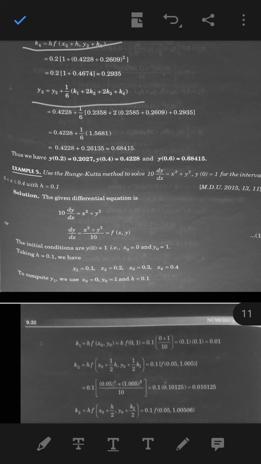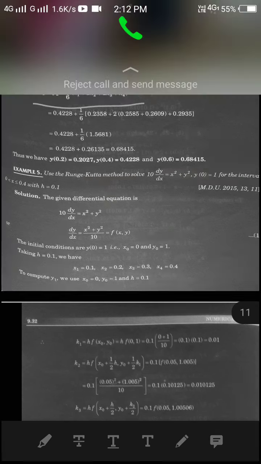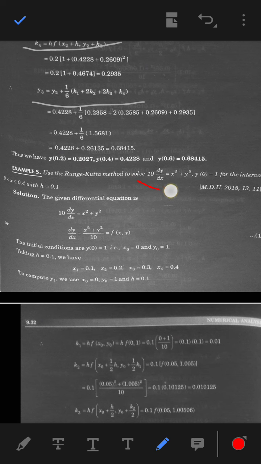Our next example is the Runge-Kutta method to solve this particular problem: 10 dy by dx is equal to x square plus y square, and y at 0 is equal to 1. Here we are to take the value of h as 0.1. This is our given differential equation, dy by dx is equal to f of x, y. These are our initial conditions, that is x0 and y0. Here we take h as 0.1.